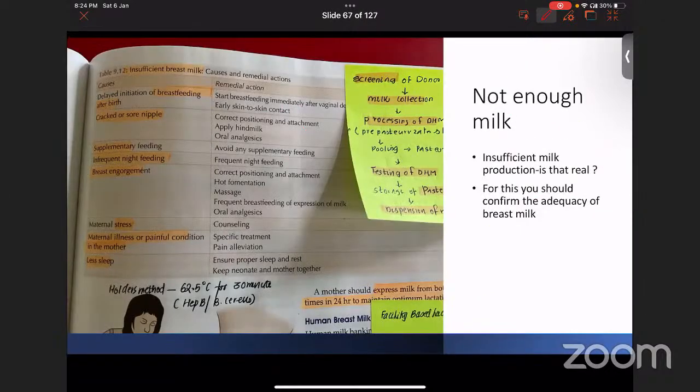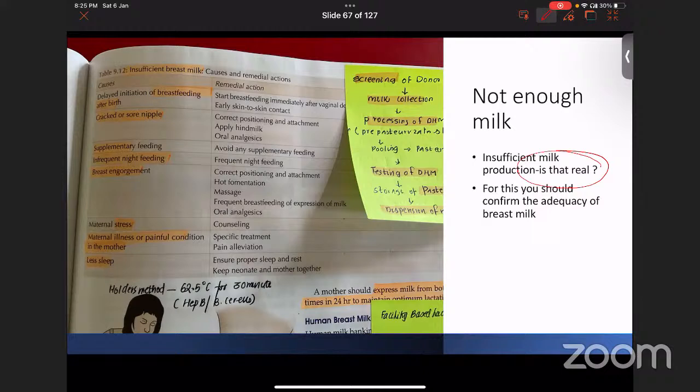What about not enough milk? Is this possible? Insufficient milk, is it real? You have to hold on. If there is an adequate feed, if the child is sleeping 3 to 4 hours after a feed, he or she is passing 6 to 8 urines per day, adequate weight gain, and he or she is satisfied, then milk production is good.